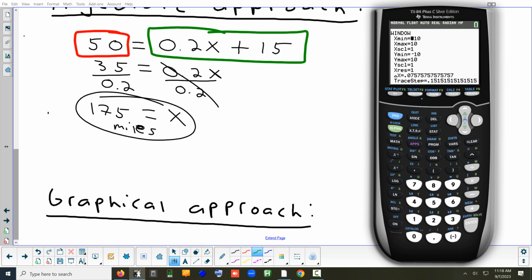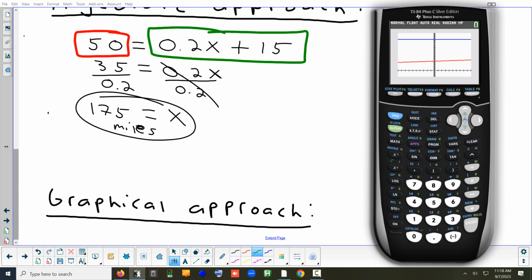And I don't even want the 50 right on the edge of the screen. So I'm going to go a little bit past 50. I would say for the highest, that's the y-max, I would put that maybe on like 60. That might be a good value. Now let's try that and see what we get. Okay, there's my line at y equals 50.